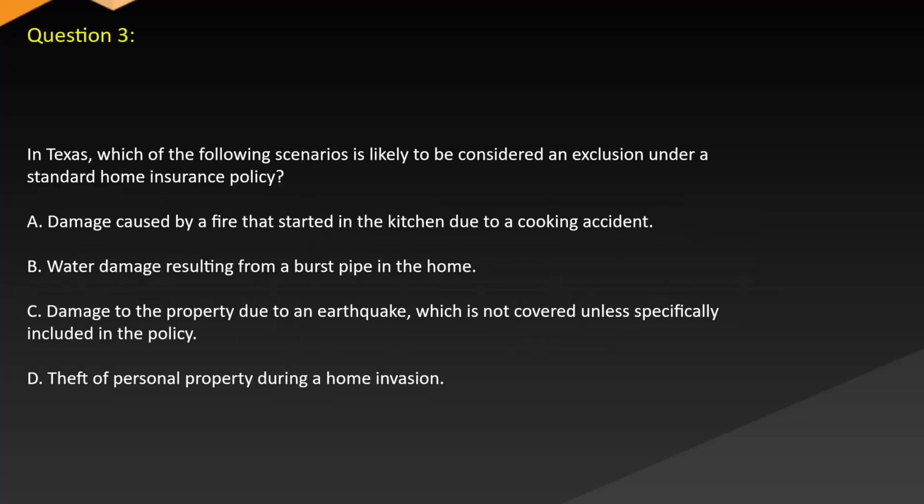Question 3. In Texas, which of the following scenarios is likely to be considered an exclusion under a standard home insurance policy? A. Damage caused by a fire that started in the kitchen due to a cooking accident. B. Water damage resulting from a burst pipe in the home. C. Damage to the property due to an earthquake, which is not covered unless specifically included in the policy. D. Theft of personal property during a home invasion.